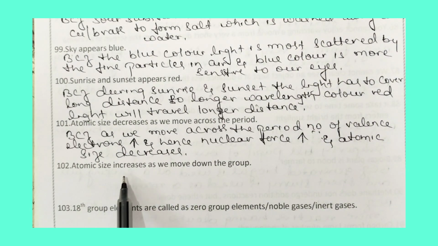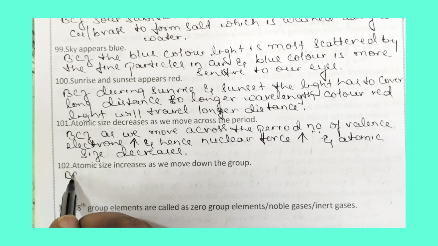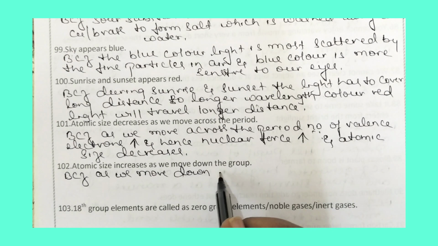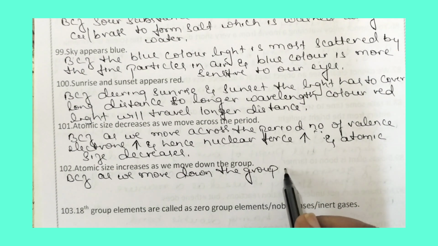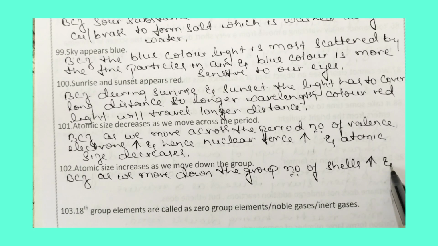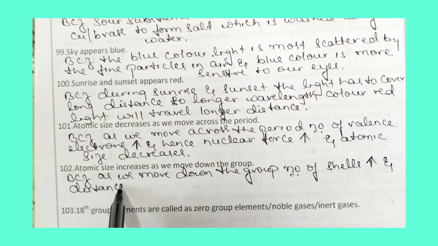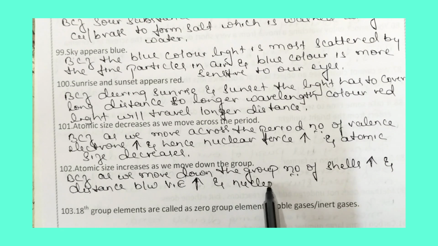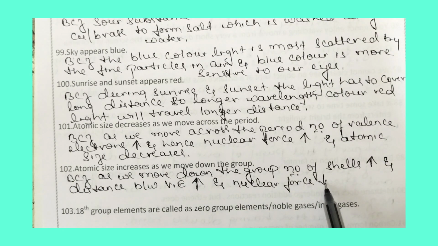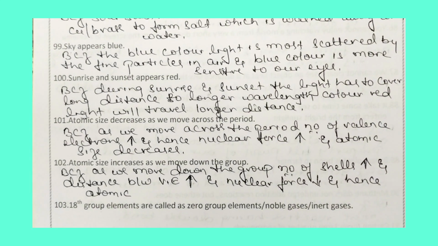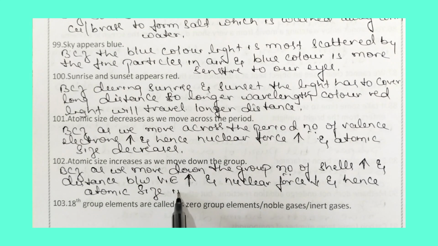Next 102. Atomic size increases as we move down the group because as we move down the group, number of shells increases and distance between valence electrons increases and nuclear force decreases and hence atomic size increases.